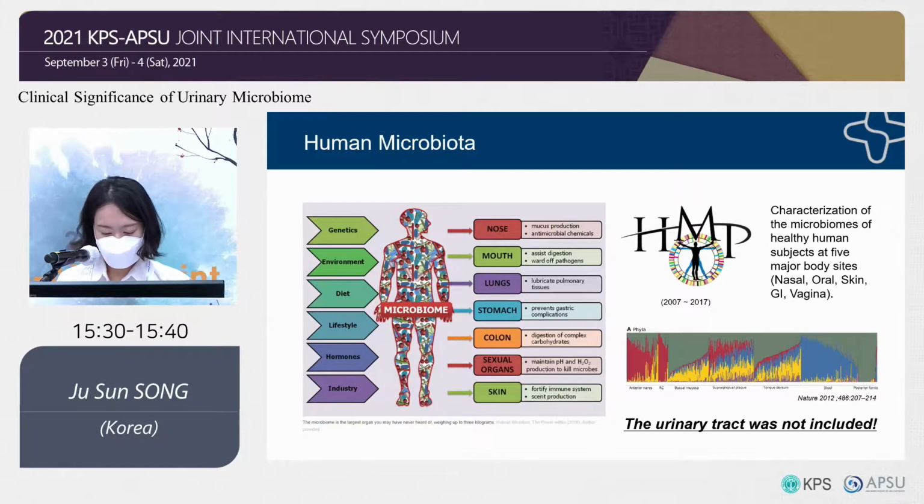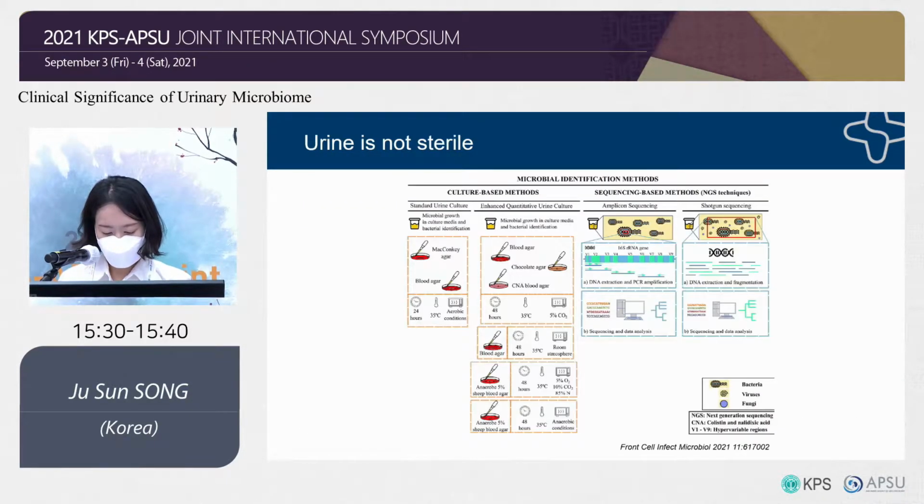Microbiome exists at every body site in contact with the outside environment. The Human Microbiome Project conducted research from 2007 to 2017 and characterized the microbial communities across 5 different sites on the human body, but the bladder was not included in the project. Healthy urine specimens were usually considered to be sterile because they didn't yield any bacteria on the standard culture method.